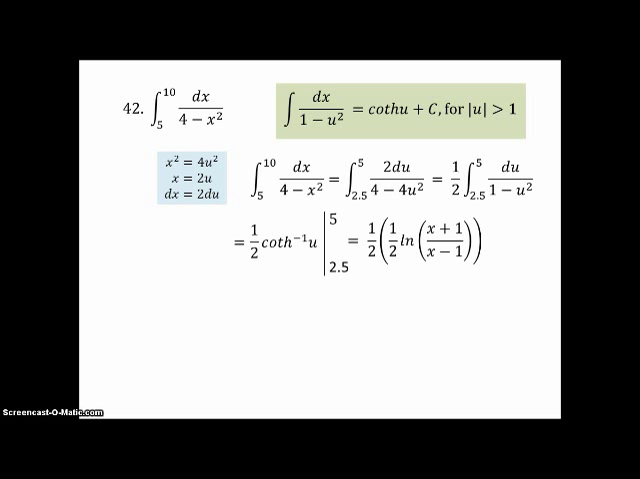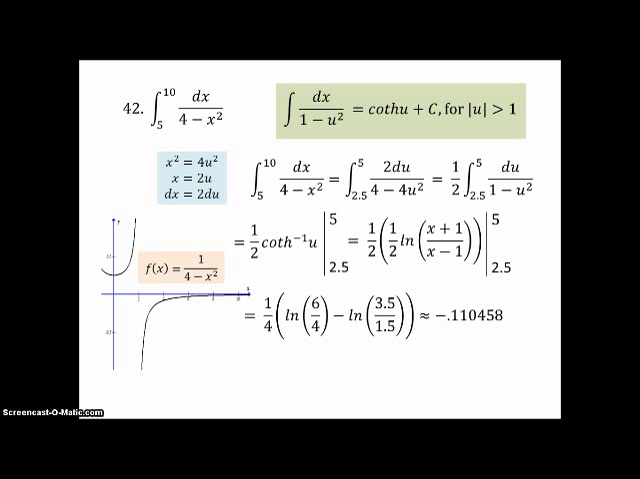And then I change to the log form of hyperbolic cotangent because I don't have a hyperbolic cotangent button on my calculator. Some calculators do, but mine does not. And again, the numbers are still 2.5 to 5. Combining the halves and plugging in the numbers, we get an approximate value for the integral of -0.110458. Now let's just peek at the graph of the original integrand. And I think it does make sense that that integral would return a negative value from 5 to 10, and a very small one at that.